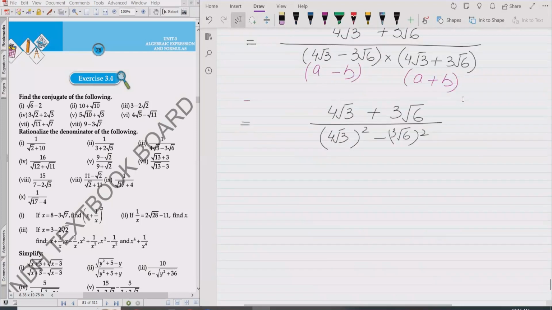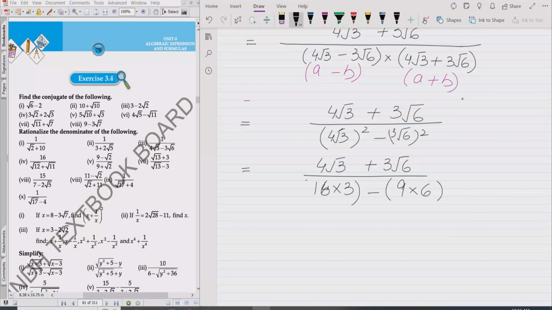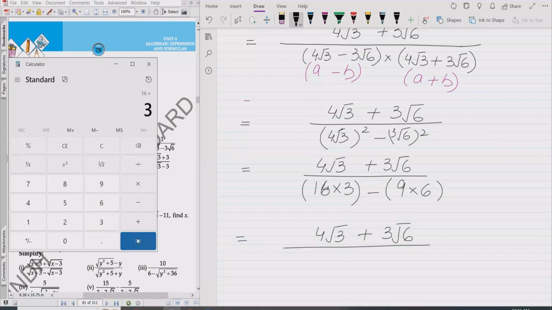We can simplify this term this way. 4 root 3, 3 root 6, right? And after that, 4 fours are 16 and the root 3 cancels, minus 3 threes are 9, multiplied by 6. We get 4 root 3 plus 3 root 6 upon 48 minus 54. 9 sixes are 54, right?